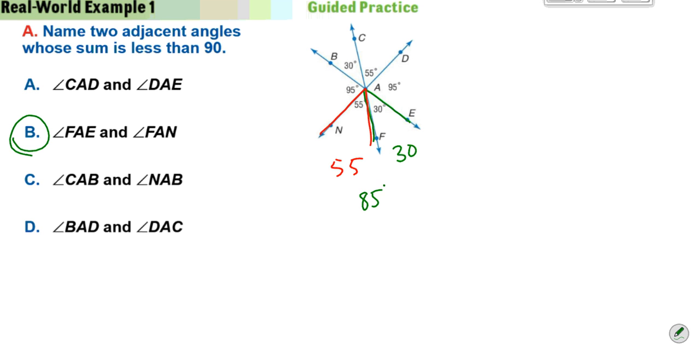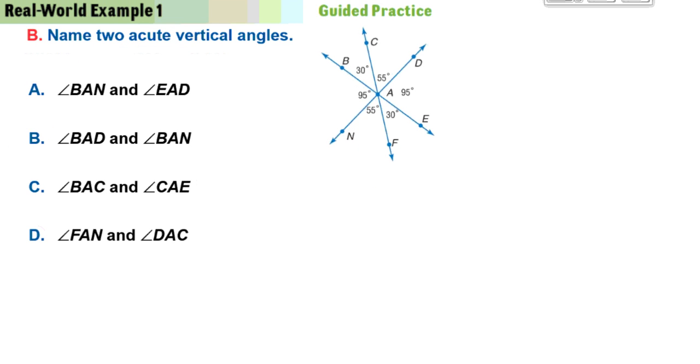They are adjacent angles because they have a common vertex and a common side and no common interior points. So the interior of this one is over there. The interior of that one is over there. So that is 1A. For 1B, you're to name two acute vertical angles.